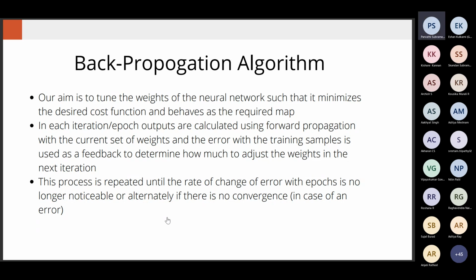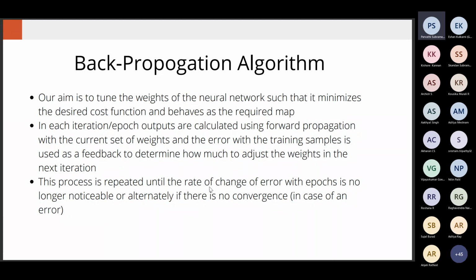So essentially, this is like a combination of whatever we've learned so far. So our aim is to kind of adjust these weights so that we try to minimize the cost function, and the neural network behaves like the map that we want it to behave. So in each iteration, we basically calculate the outputs by using forward propagation, and the cost or loss which we get as a result of that is like a feedback to us to allow us to find out how much we need to adjust the weights by in the next iteration.